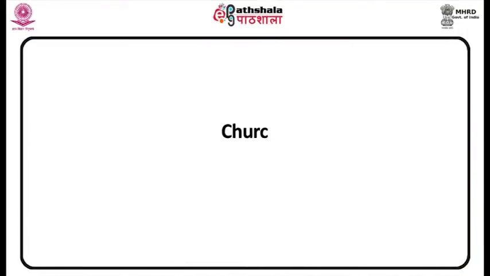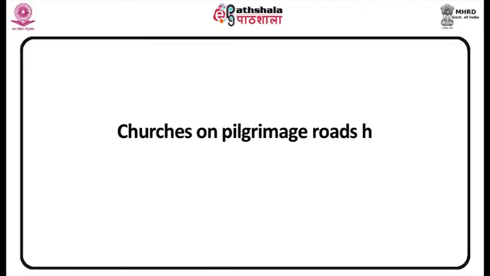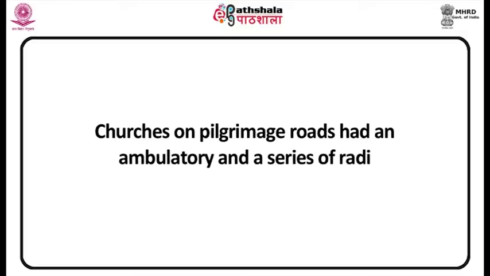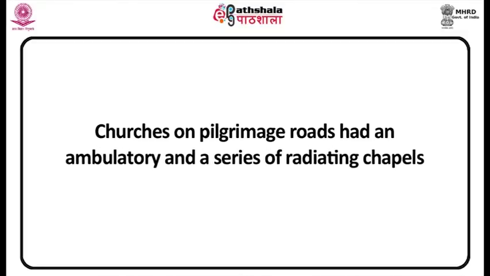Adapting the plan of the Roman basilica with a nave, lateral aisles and apse, the churches now typically had a transept crossing the nave. The churches on the pilgrimage road included an ambulatory, a gallery allowing the faithful to walk around the sanctuary, and a series of radiating chapels for several priests to say mass concurrently.